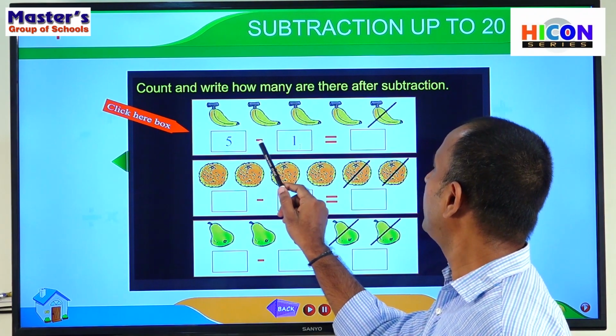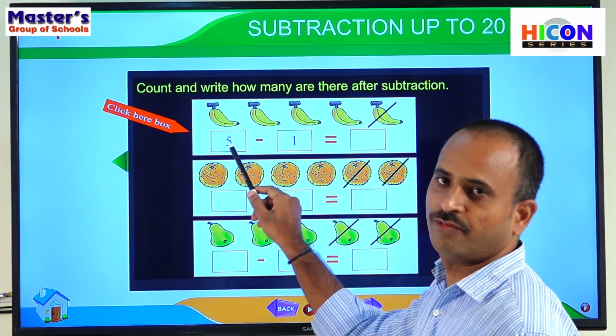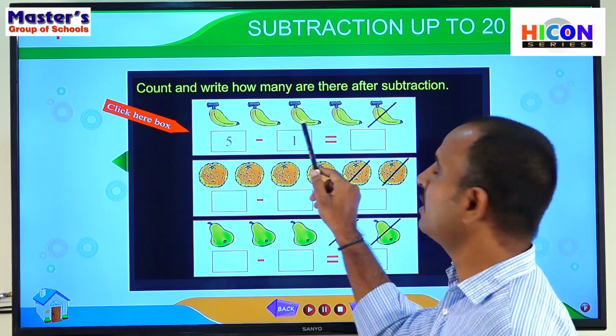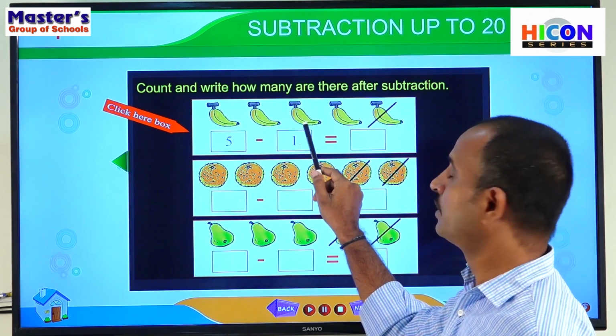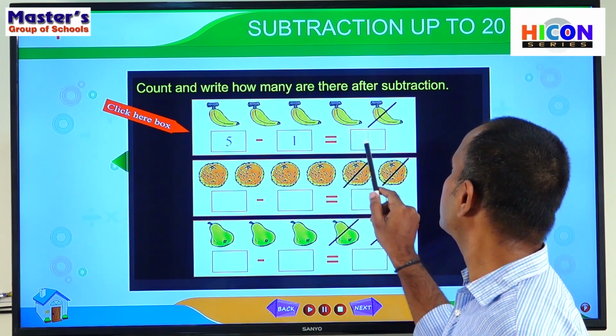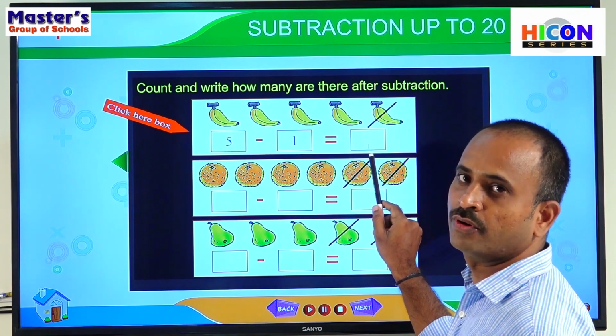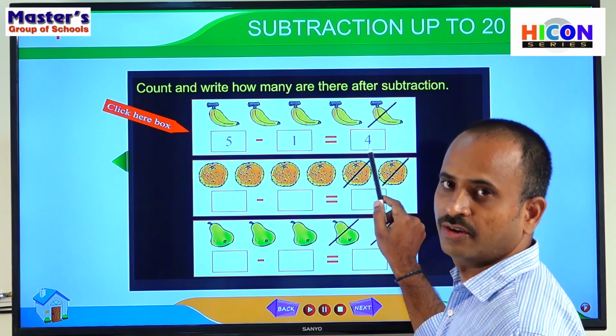So 5 minus 1. That means 1 is taken away from 5. So how many bananas are left? So count 1, 2, 3, 4. So 4 bananas are left after subtraction. So write 4 in the box. So here the 4 is called difference.